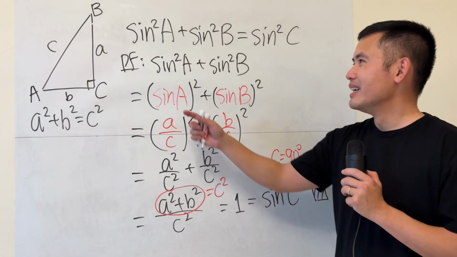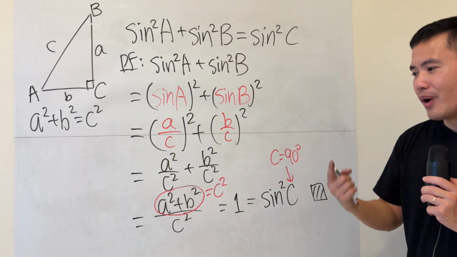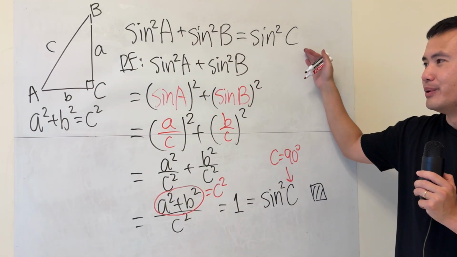And of course, you can also say sine squared A plus cosine squared A is equal to 1. But in my opinion, this looks much better.